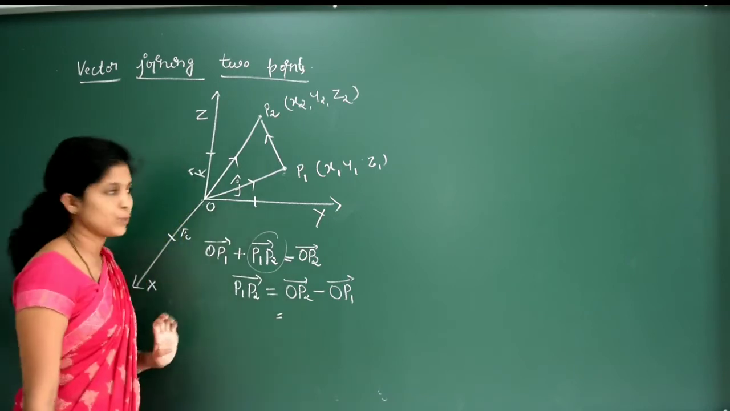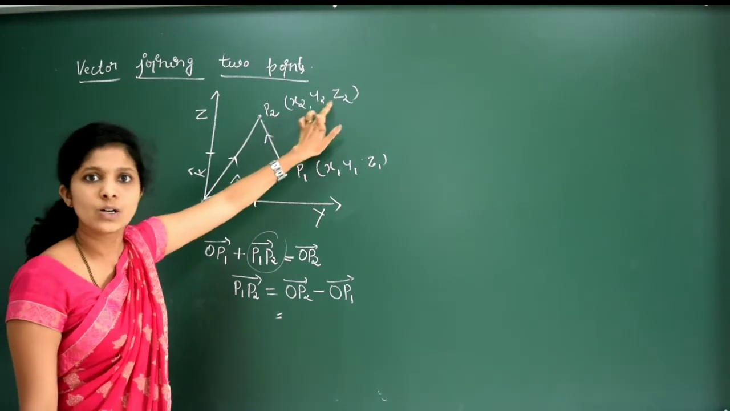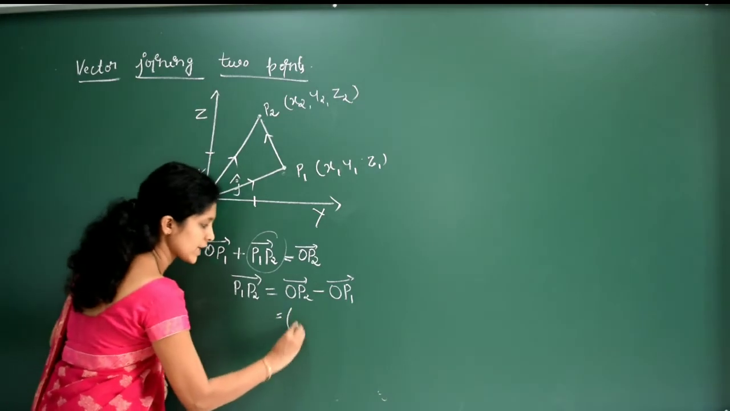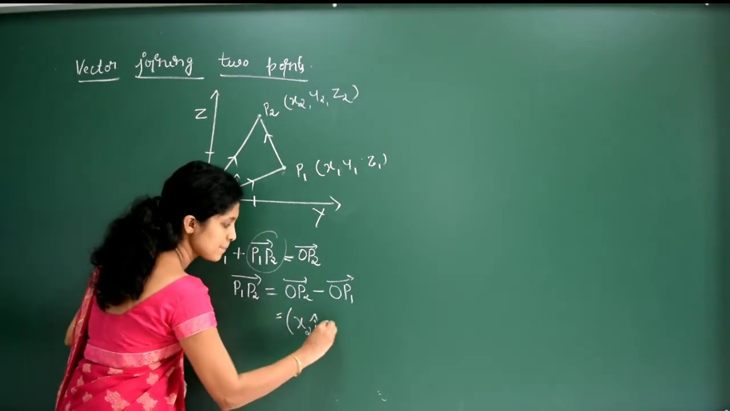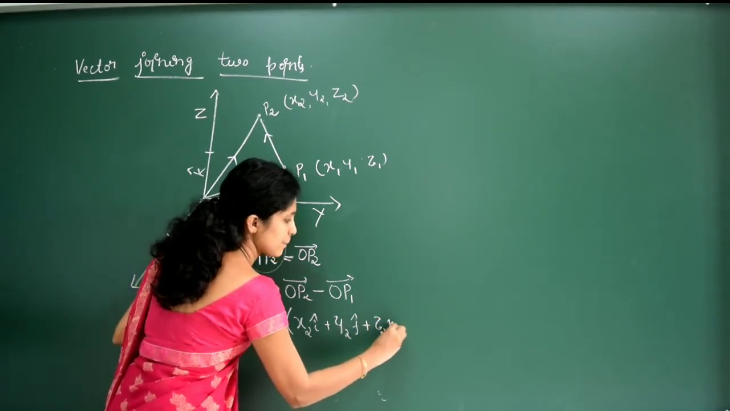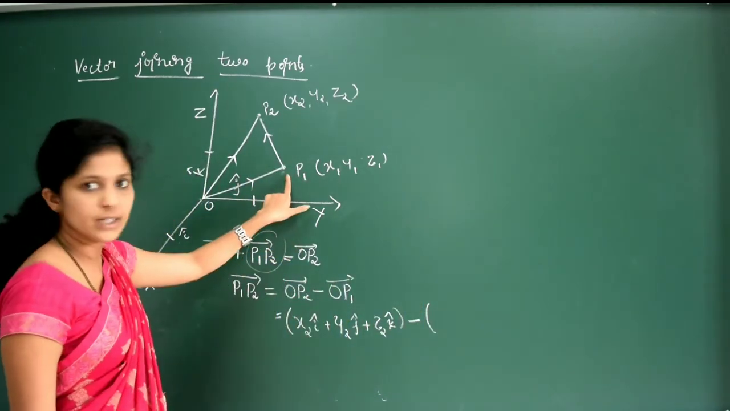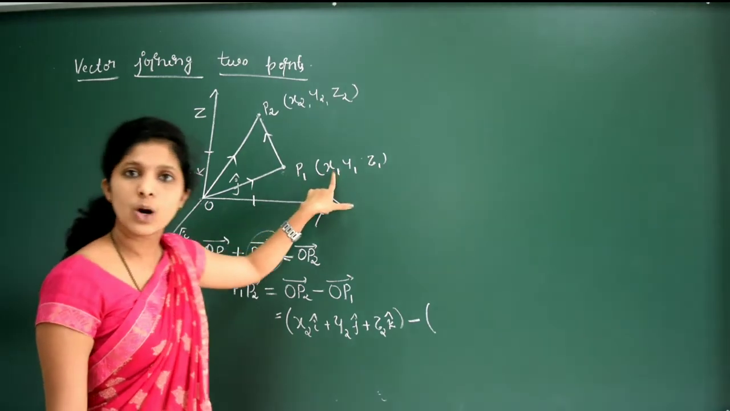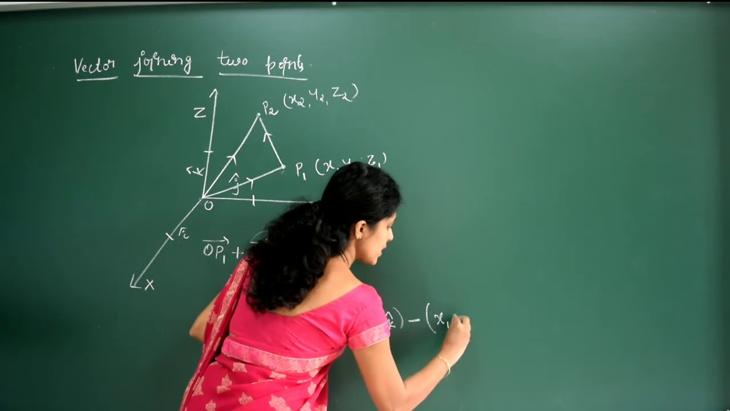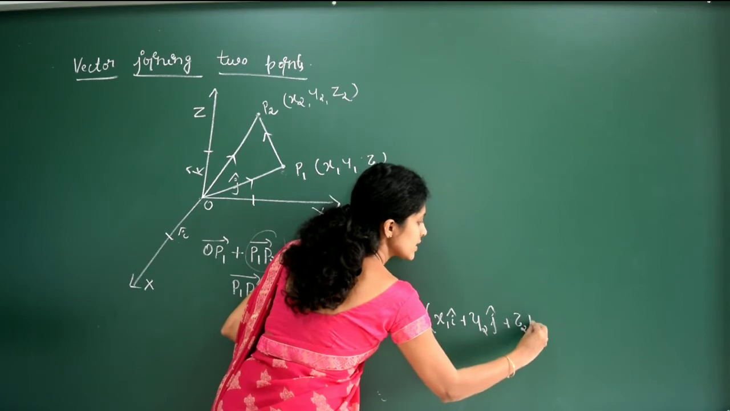Now what is the OP2 vector? OP2 vector is a position vector, right? Here with the coordinates x2, y2, z2. So this one can be written in the component form, right? So OP2 vector can be written as x2 i cap plus y2 j cap plus z2 k cap, minus OP1, which is also a position vector with coordinates x1, y1 and z1. So this one can be written as x1 i cap plus y1 j cap plus z1 k cap.